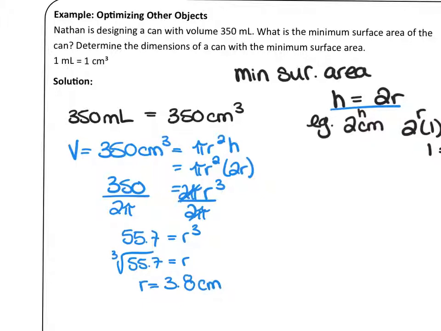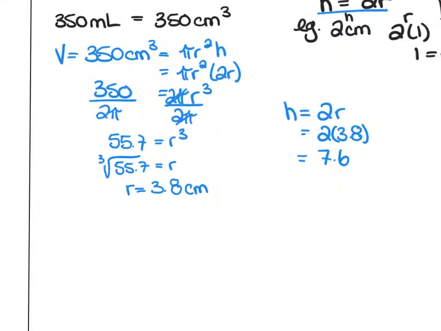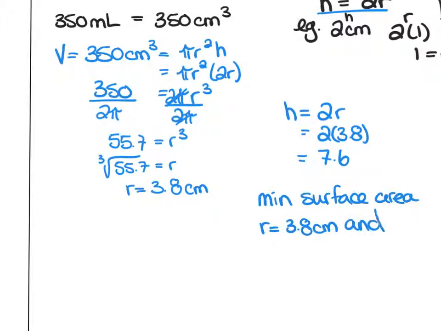In this case, it's centimeters. And then we can go back to here and find out what our h is, because h is 2 times r. So 2 times 3.8. Our height is 7.6. So determine the dimensions of the can with minimum surface area. The minimum surface area results in a can that has radius equal to 3.8 centimeters and a height that is 7.6 centimeters.